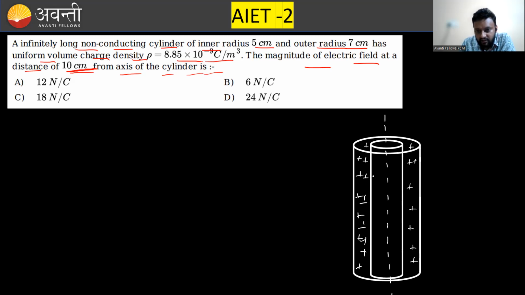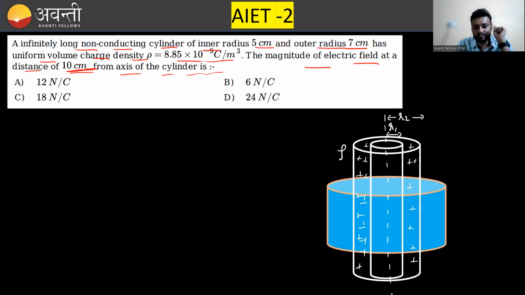Let's suppose its density is rho. The charge density is rho. Now you have to calculate the field at a point outside. One radius is R1, the inner radius, and the outer radius is R2, which is 7 centimeter. So what is the condition? You need to draw a Gaussian surface. Let's suppose this is our Gaussian surface and this is the point where the field is asked, and this distance I am supposing to be R. Clear? I think till now everything is clear.